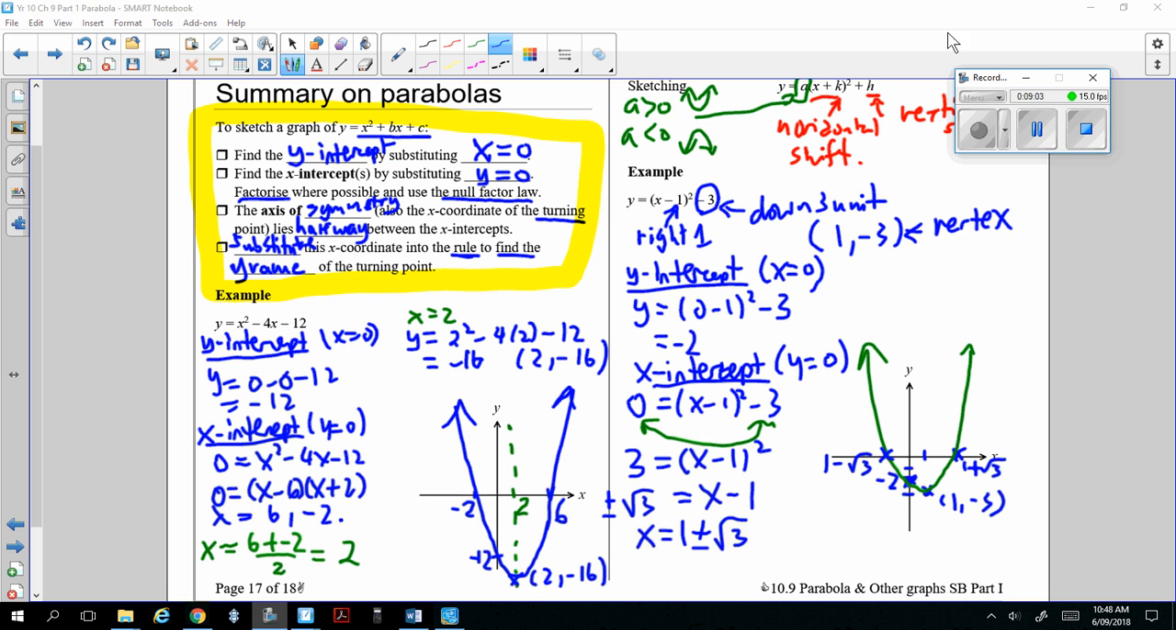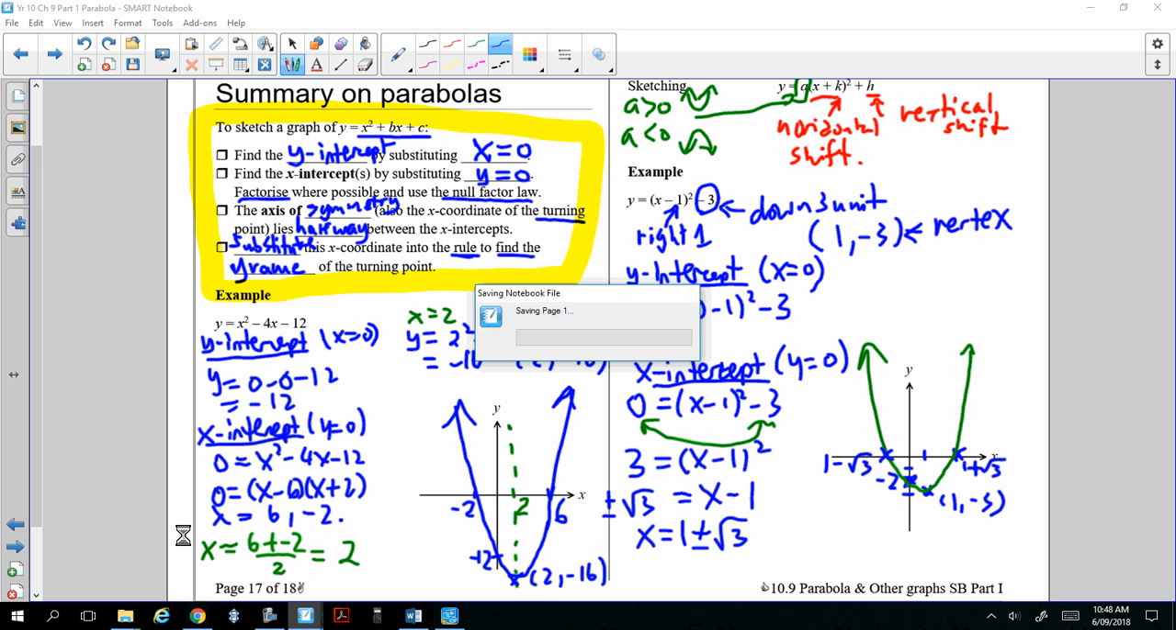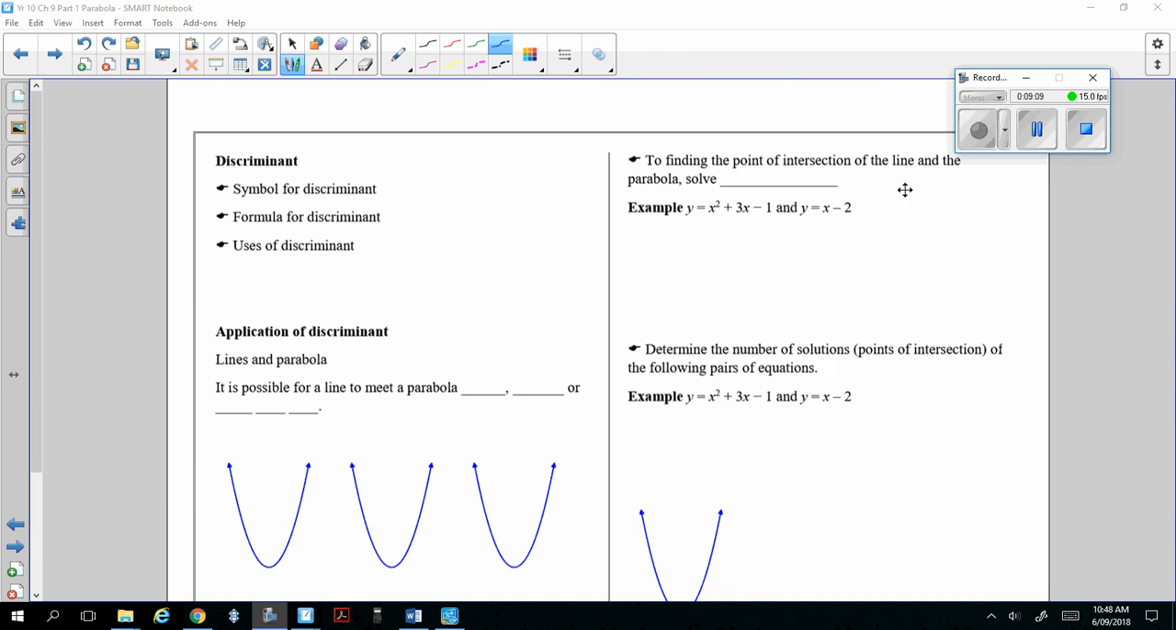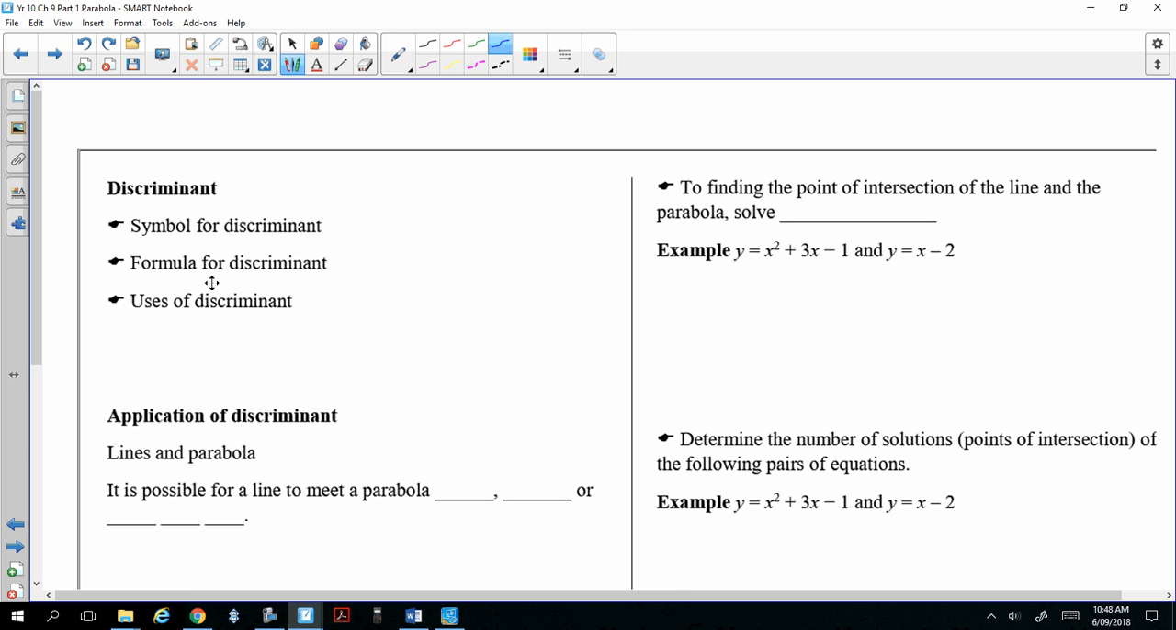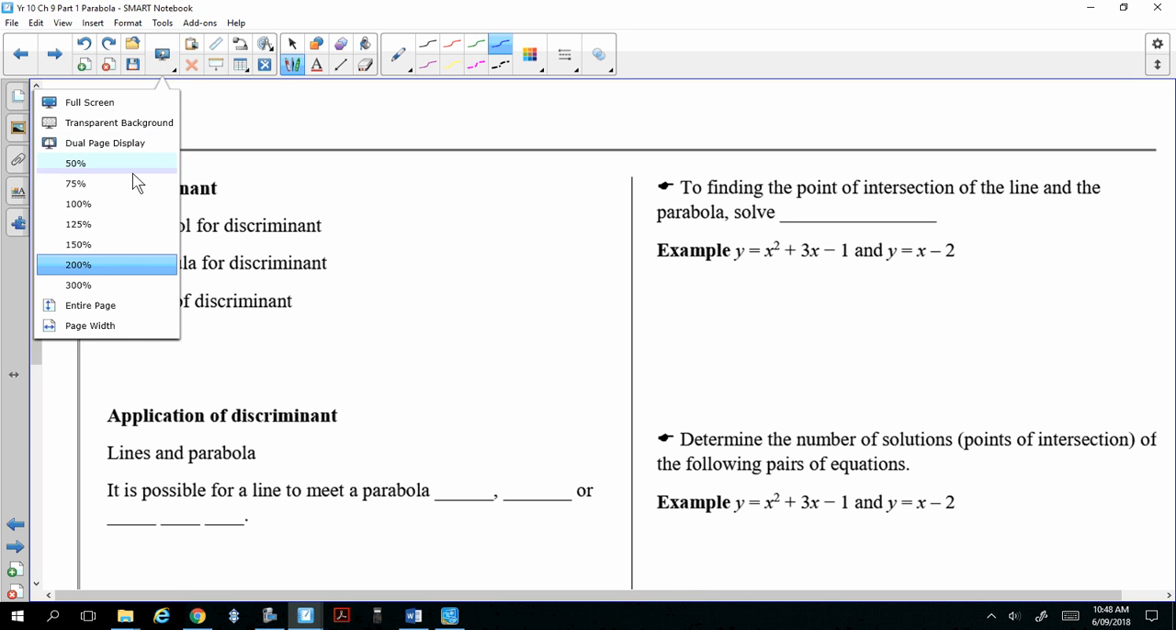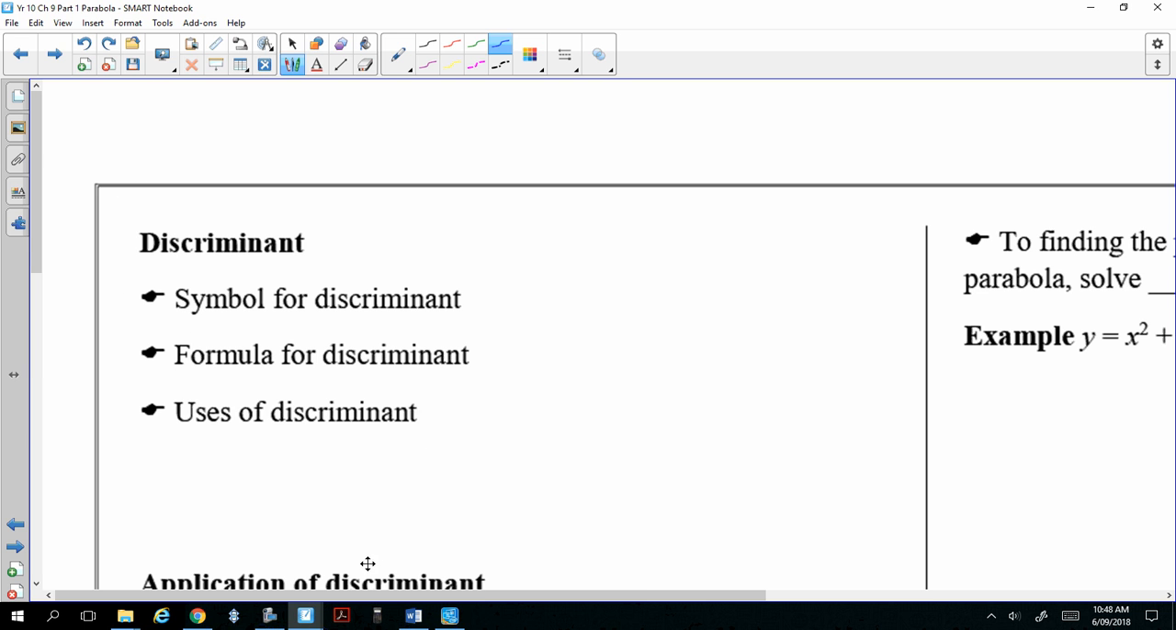All right, let's go to the next page. And we've got more stuff to write down. We also did discriminant. Let's look at the symbol for discriminant. The symbol for discriminant is the triangle. The name for that is delta. It's a Greek letter. And the formula for discriminant is b squared minus 4ac, the stuff inside the square root.